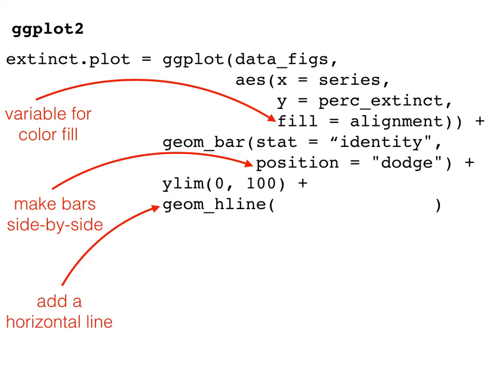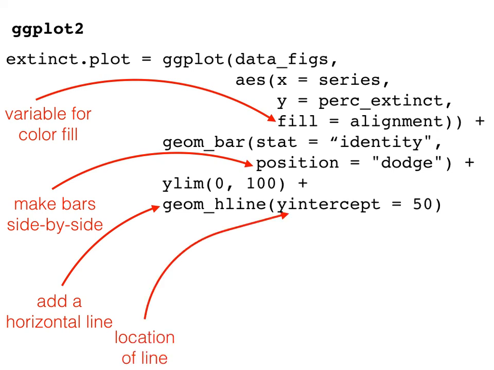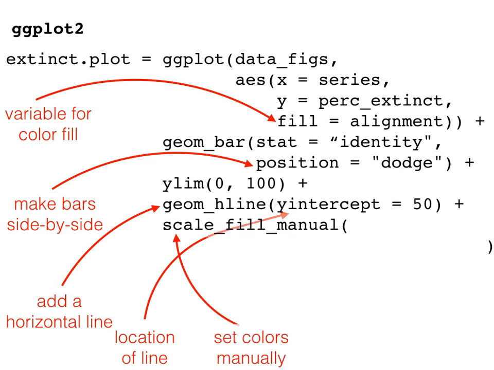With geom_hline, we can add a horizontal line somewhere on our figure. Similarly, geom_vline adds a vertical line. We use the y-intercept setting to say where we want this horizontal line drawn. In our case, we want it drawn where y equals 50 to show 50% or chance.